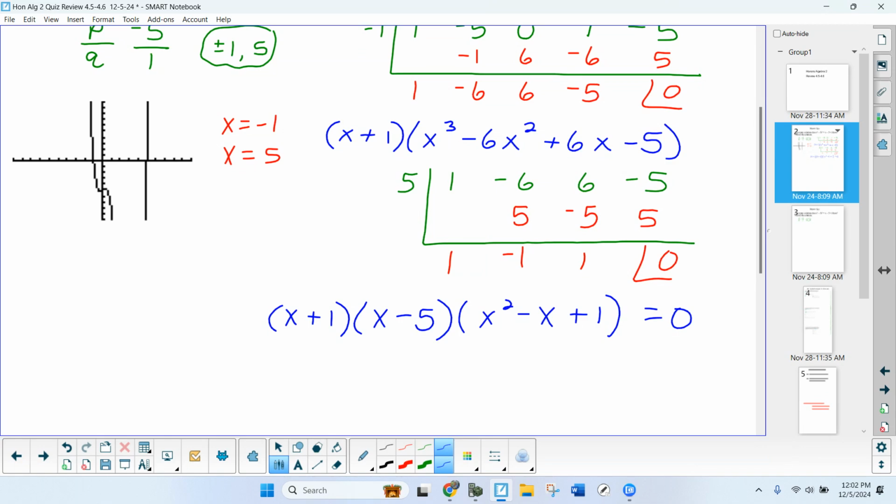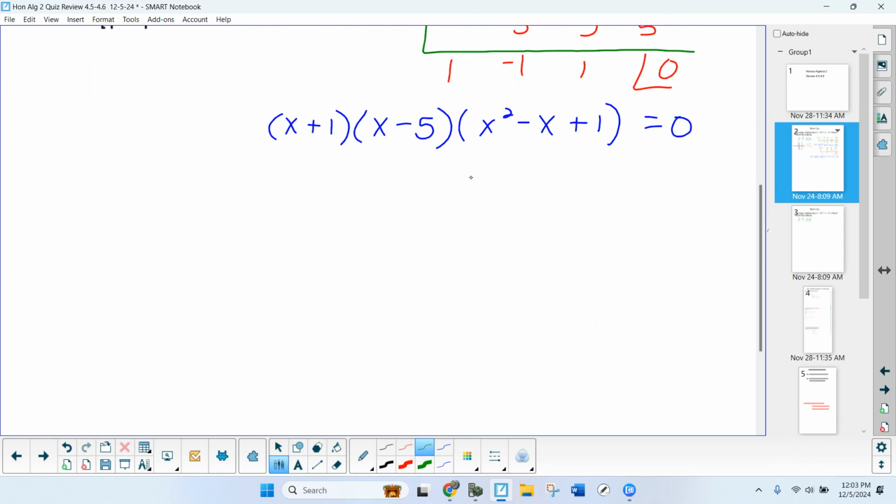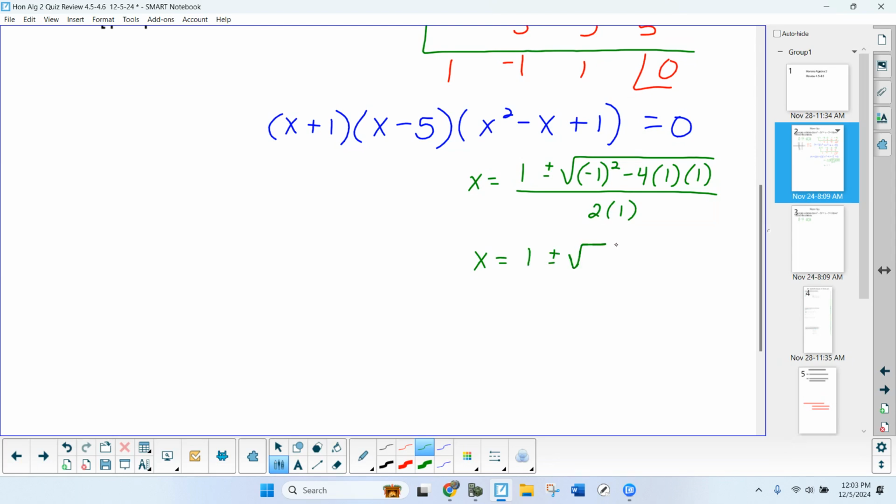All right, does that factor? No. So what do we have to do then to solve this one? We have to do the what? Quadratic formula. So x is equal to the opposite of b, so that's what? 1, plus or minus the square root of -1 squared minus 4 times 1 times 1, all over 2 times 1. Okay, so I know I've got 1 plus or minus the square root of something, all over 2. What's the something? Well, -1 times -1 is 1. 4 times 1 times 1 is 4. What's 1 minus 4?